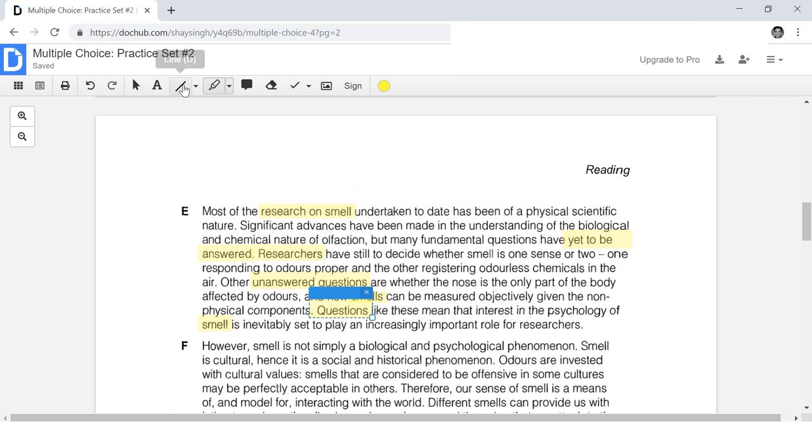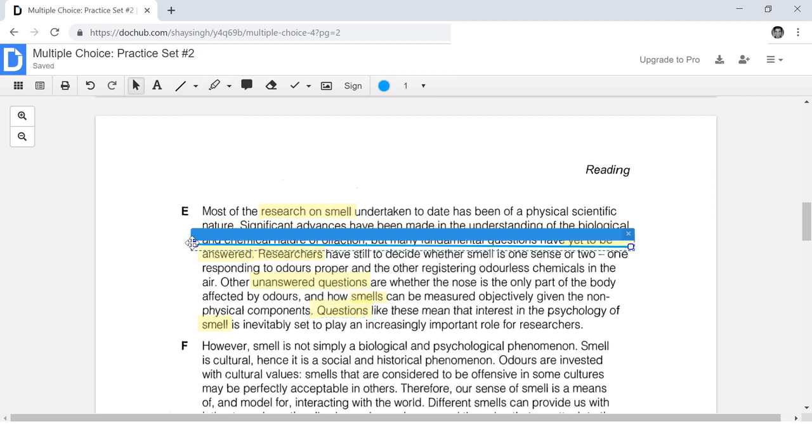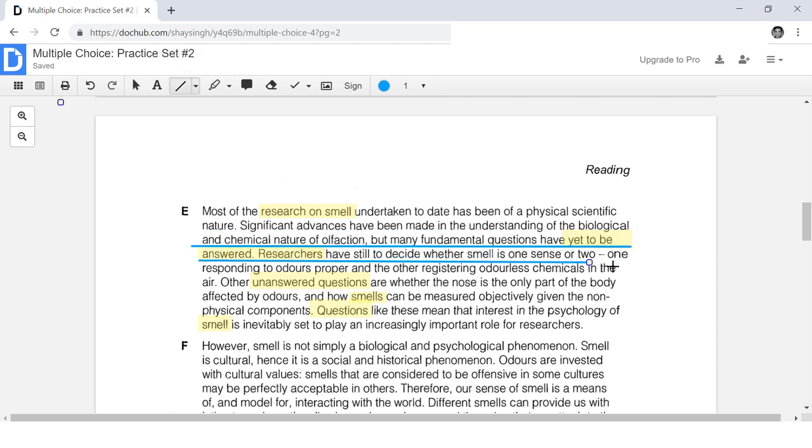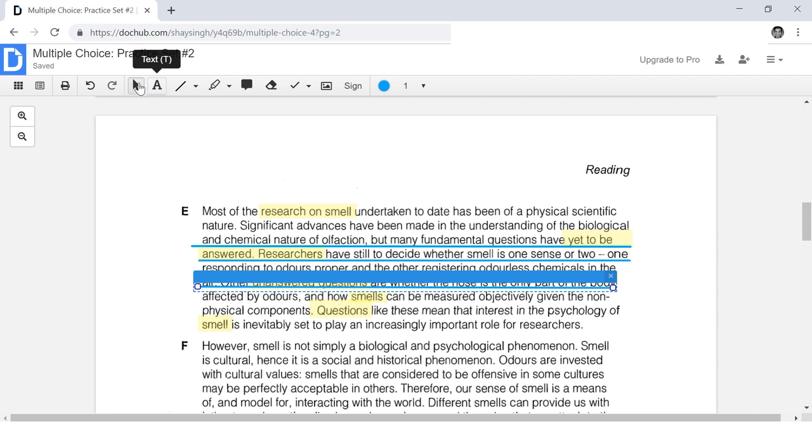So let's go ahead and read this part. We're probably going to find our answer in this sentence, maybe even this sentence where it mentions unanswered questions. So let's begin here. Significant advances have been made in the understanding of the biological and chemical nature of olfaction. Olfaction just means related to smell, related to your nose, in case you don't know what that word means. But many fundamental questions have yet to be answered. Okay, so here it is saying that we know a lot about olfaction, about smells and so on, but still many fundamental questions have yet to be answered.